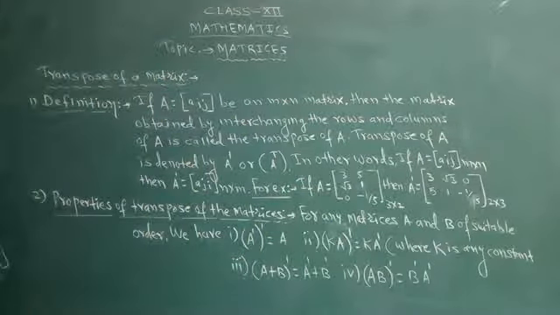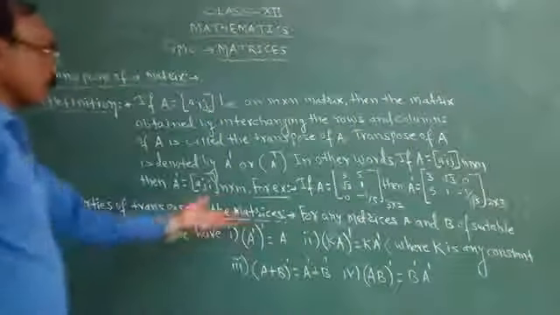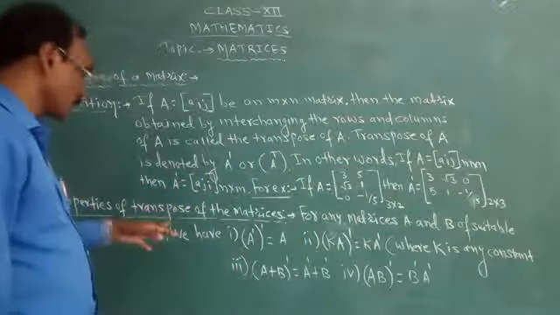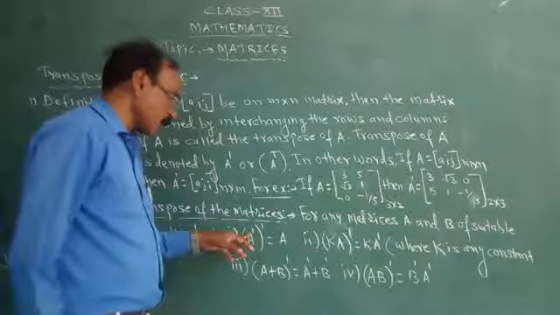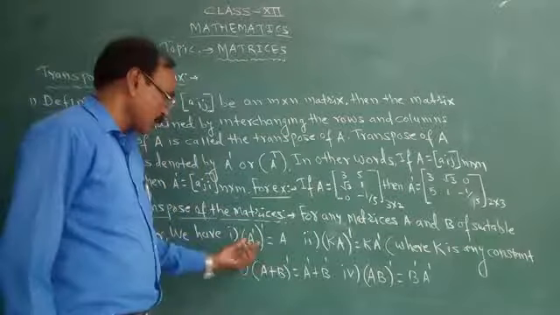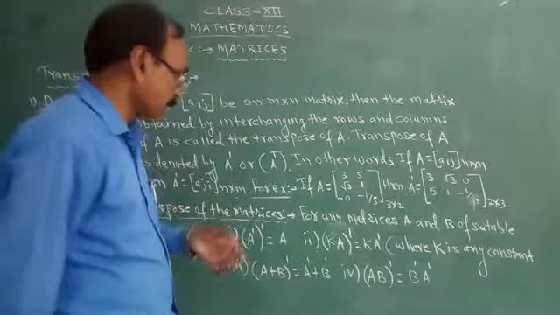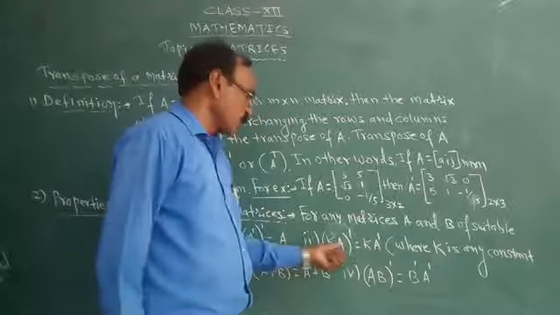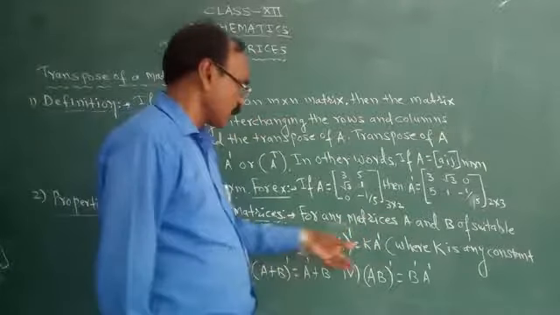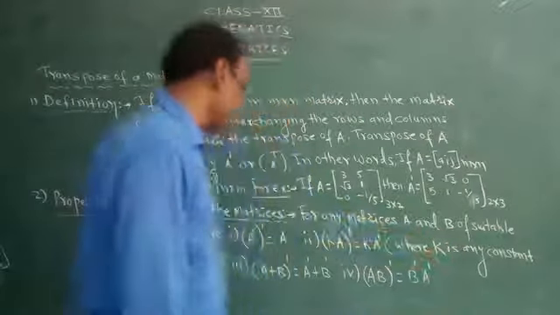Now, what are the properties of the transpose of a matrix? Properties, for any two matrices A and B of suitable order: first, the transpose of the transpose of A is equal to A. Second, the transpose of K times A, where K is a constant number, is K times A transpose, since K can be taken common.